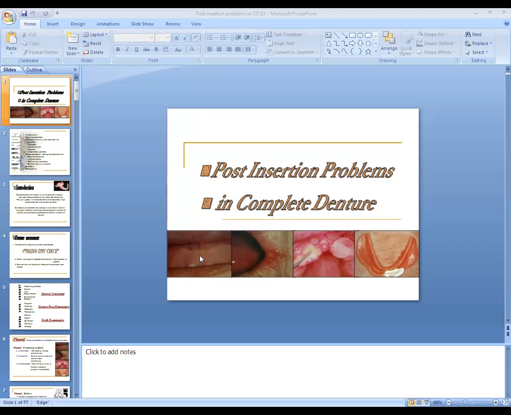So in this lecture series, we have completed from impression making to insertion. After insertion, we are now taking a lecture on post-insertion problems in complete denture. This is again a long answer question for your final examination. So which things you have to write in your answer regarding post-insertion problems in complete denture.